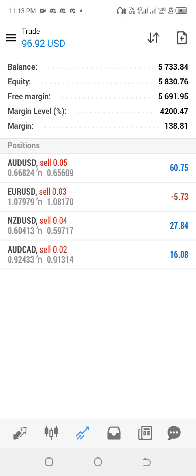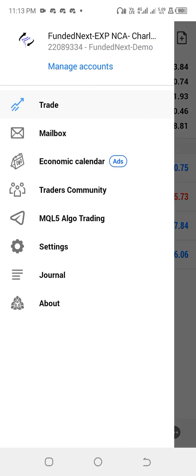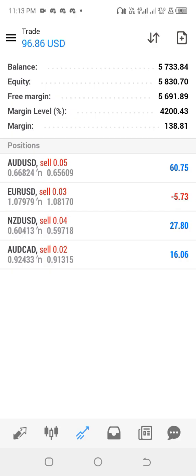So this is actually a $6,000 funded Next Prof account. Yes, a demo account, but it's a demo that looks like a real account in the sense that I spent money to buy this account actually, about $60. About $60 to get this $6,000 account. I've been trading this since February this year.